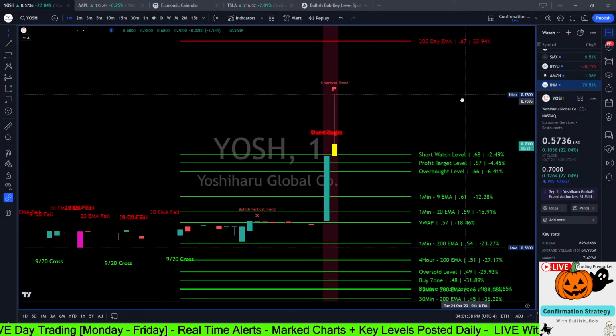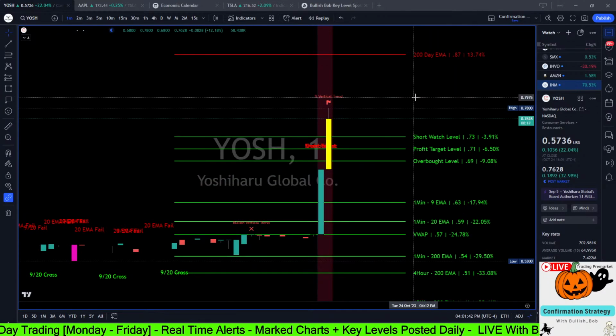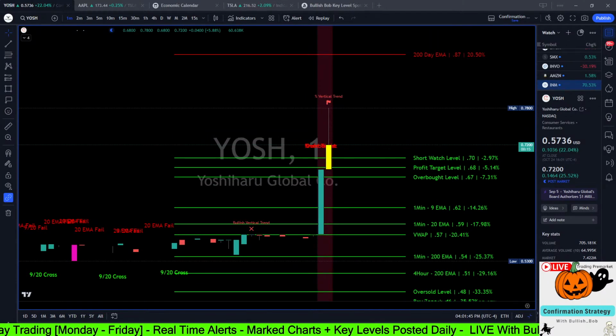We've got the key level spotter. We have a lot of key levels here. Short watch. We've got a 200-day EMA at 87 cents. Let me mark this on another chart, and we'll get the key levels out as well. So this is the key level spotter here, which will adjust with the price and volume.